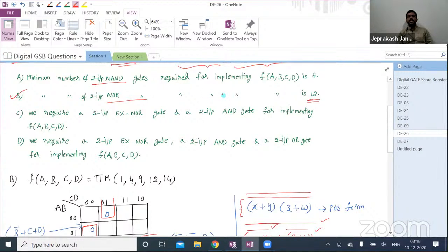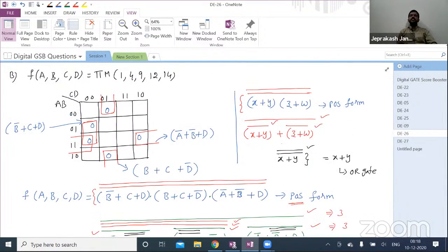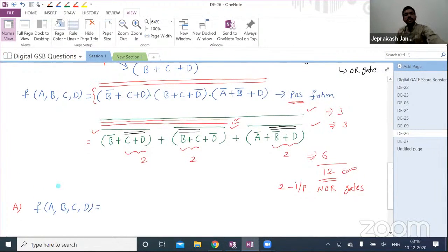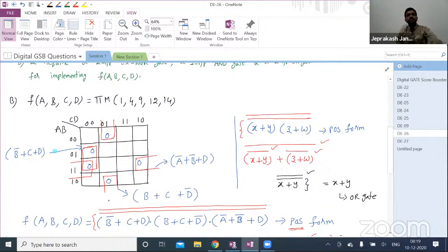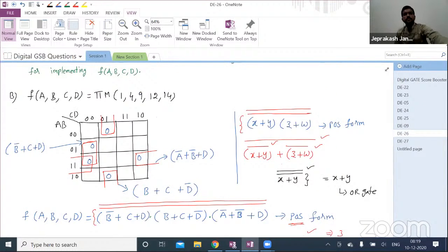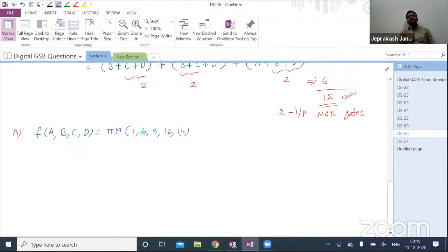Now let us verify option A. In order to verify option A, you should have the sigma m format, and after that you have to convert into SOP. So now we are verifying option A. Consider the same function f of ABCD, and here he has given pi capital M 1, 4, 9, 12, 14. All of you draw the K-map, and in these positions you will get zeros. Other than these zeros, the remaining places are ones.